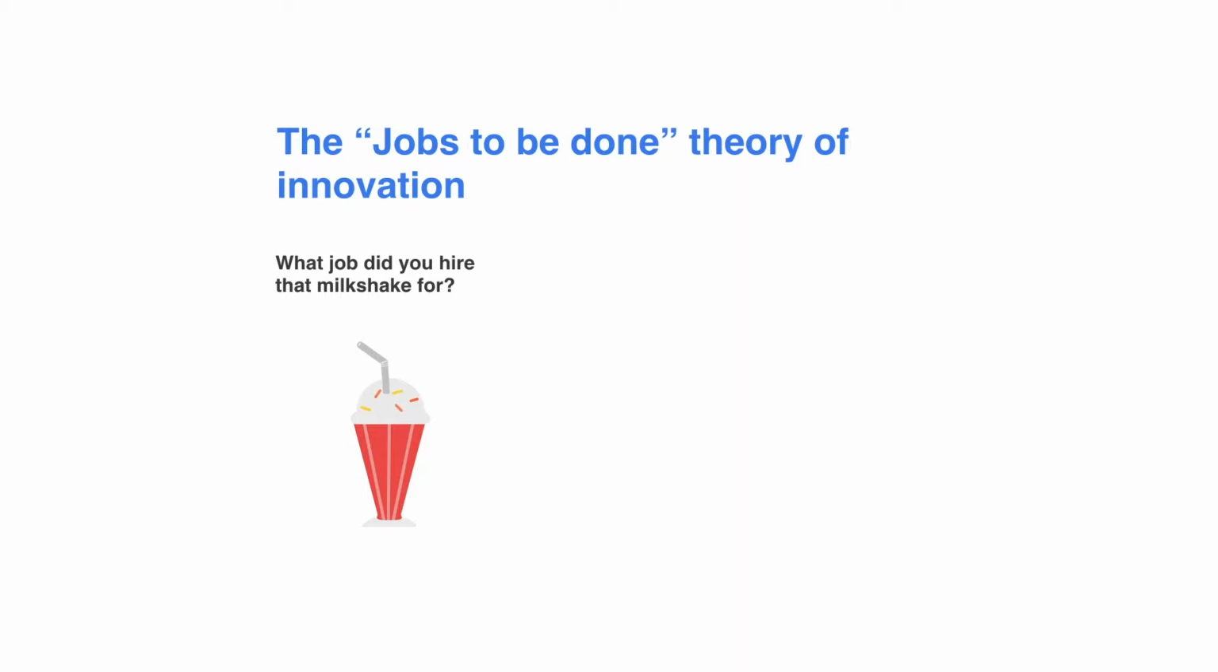So first, they observed. They camped outside a fast food restaurant and observed what kind of people buy milkshakes and when. It turned out that most bought milkshakes early in the morning and then drove off in their cars. Then they expanded their study and asked people what job they hired the milkshake for. This is just a different way of saying, what need are you meeting with this product?